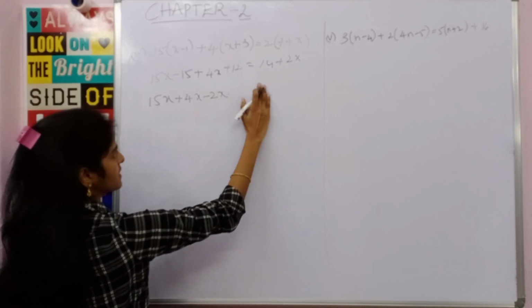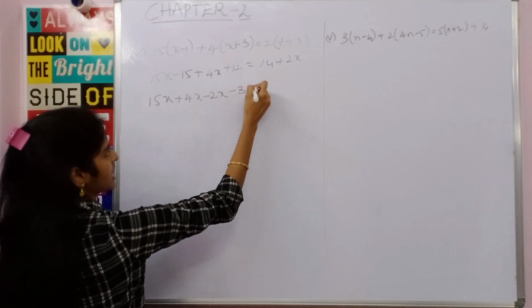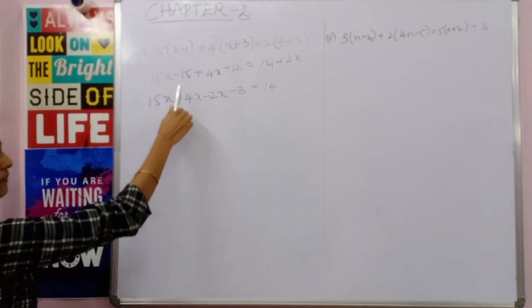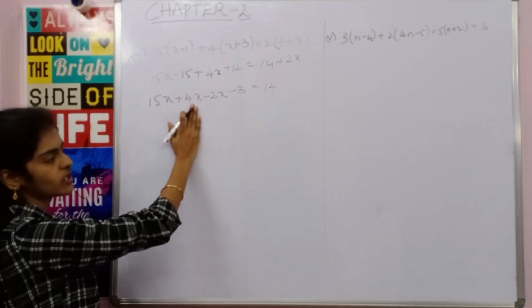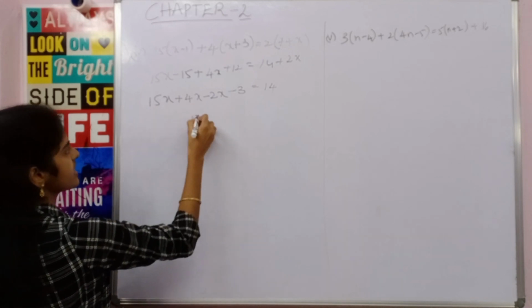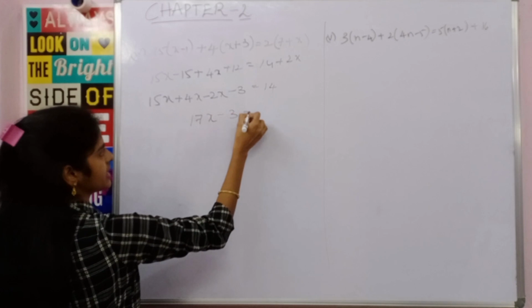So minus 15 plus 12 is nothing but minus 3 equal to 14. Okay, so minus 15 plus 12 you solved and you got minus 3. Now 15 plus 4 is 19. 19 minus 2 is 17x minus 3 equal to 14.